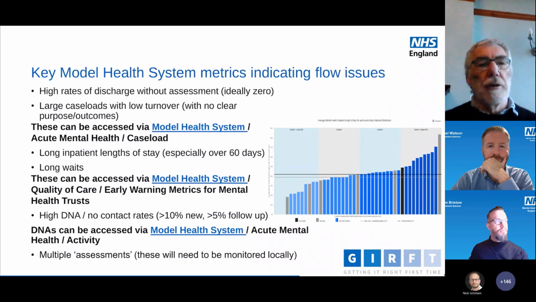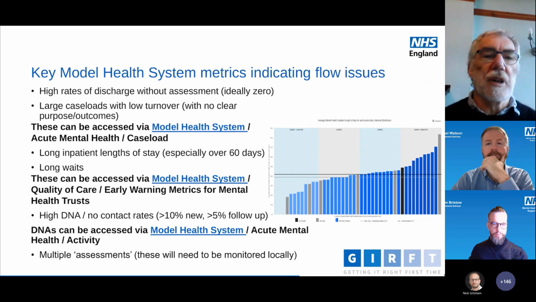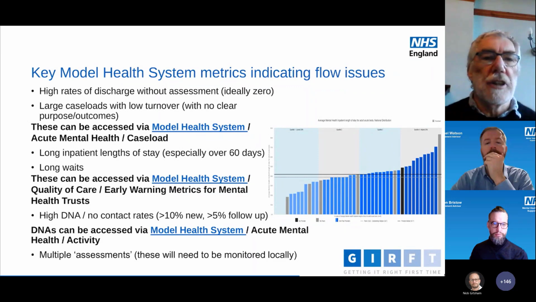And then these are about flow. If you've got high rates of discharge without assessment, i.e. what used to be called not appropriate, if you're getting loads of referrals where you're saying this person's not appropriate, there's a big system problem. We should never be doing that. That's the old-fashioned bouncer approach of, you don't fit the dress code, so go away, please, and leave us alone.